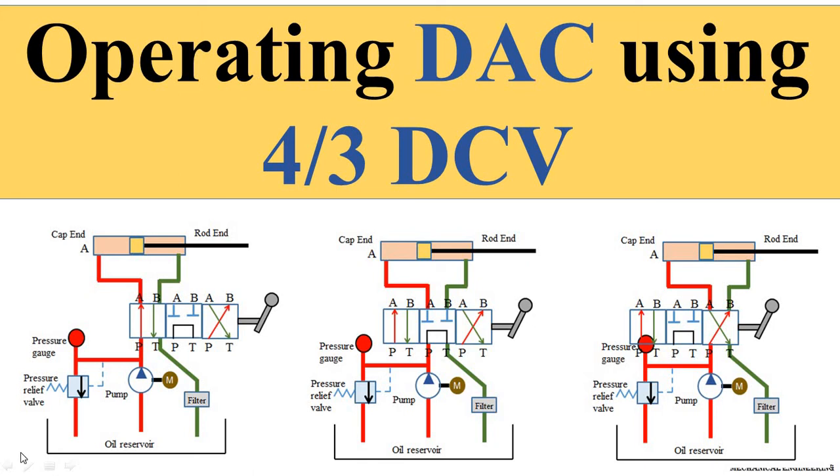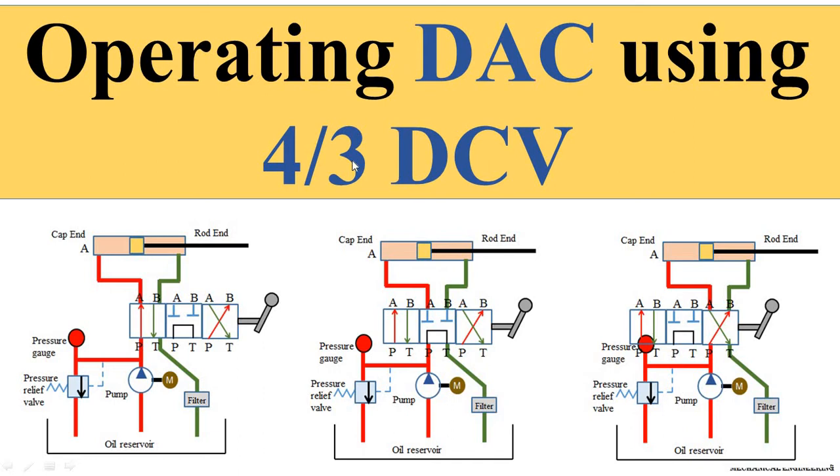In this video, I explain circuit design. Circuit design is for hydraulic systems as well as for pneumatic systems. In these circuit designs, the circuit is operated by using the double acting cylinder. Here DAC is written, and the DAC is operated by using the 4x3 DCV. DCV means directional control valve.